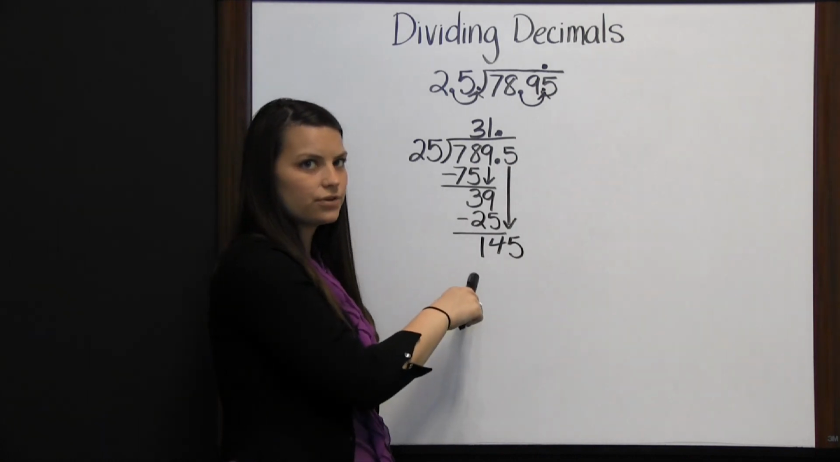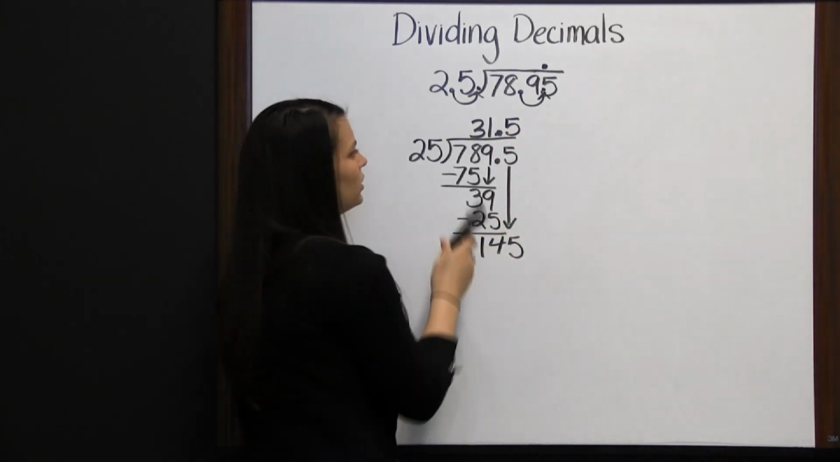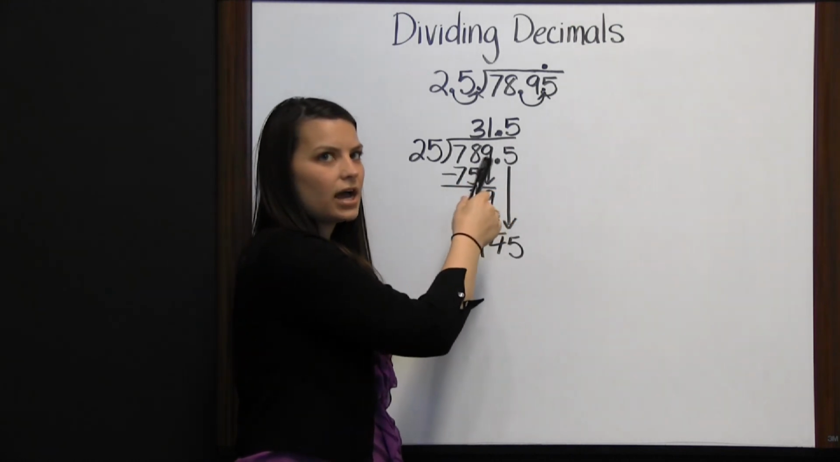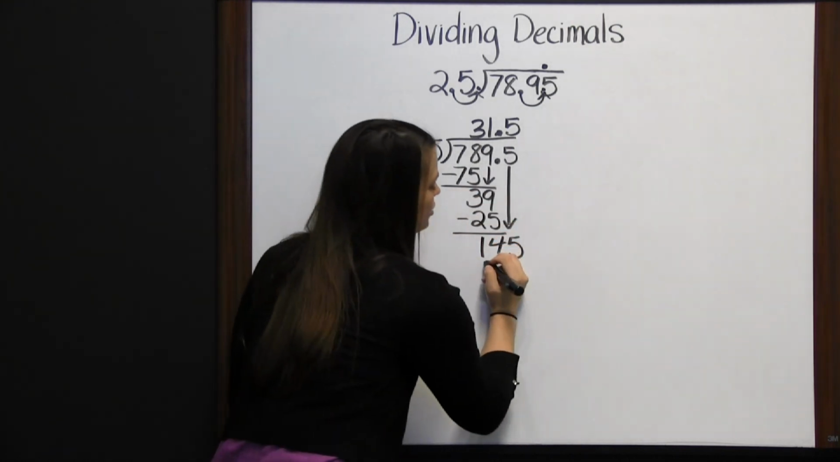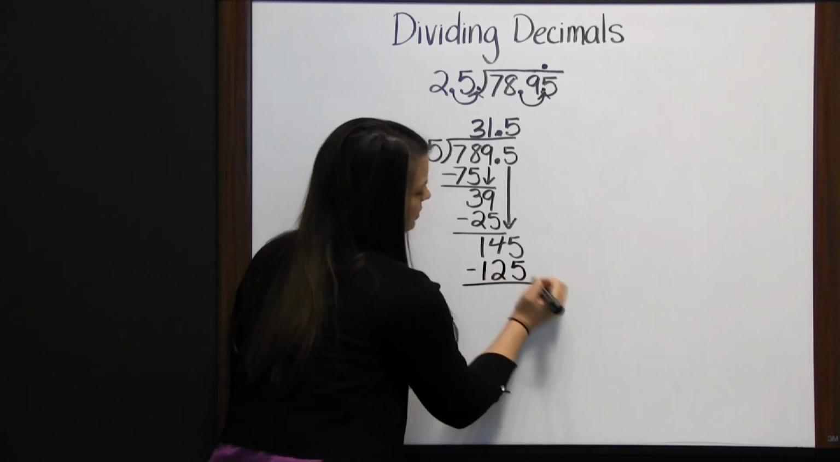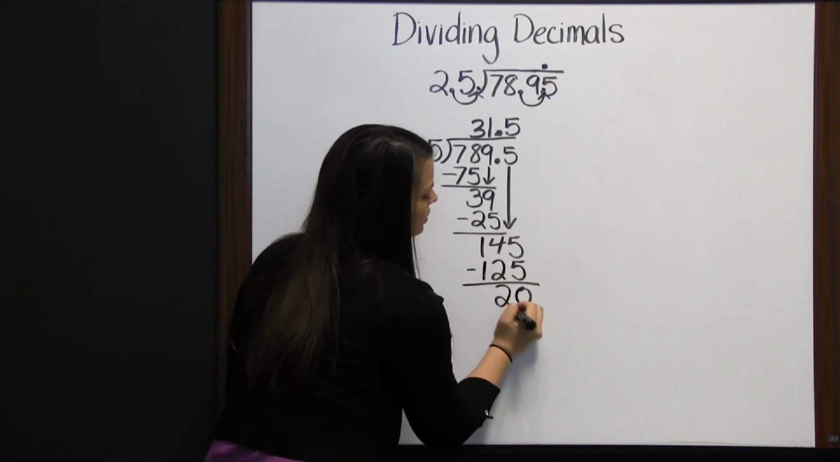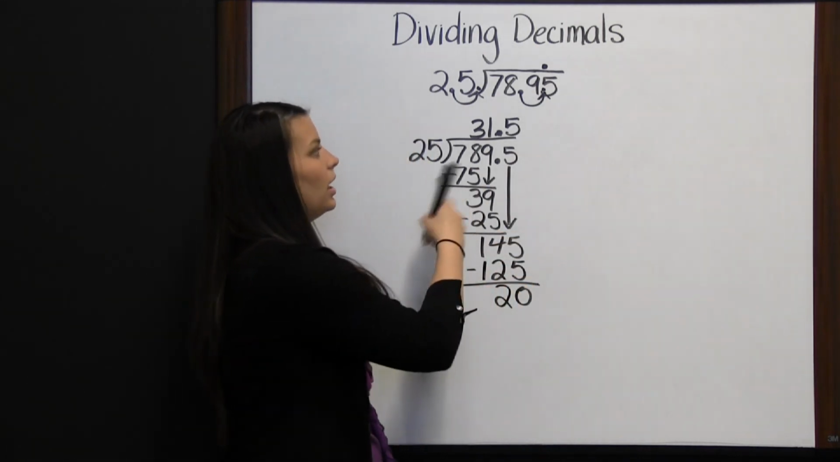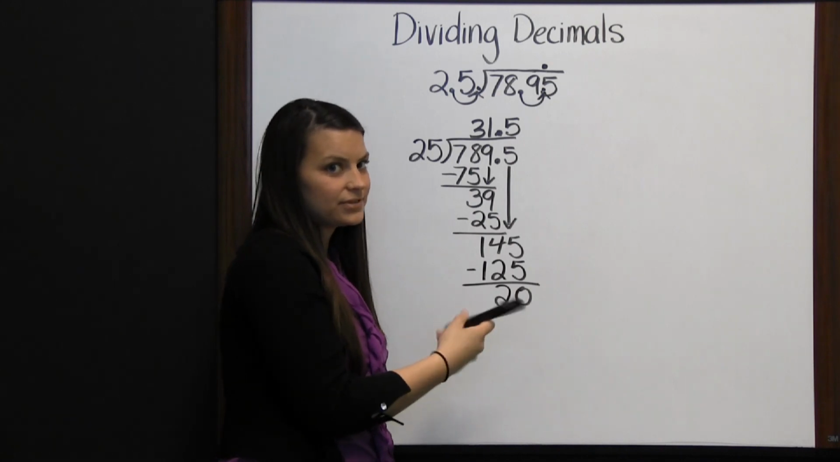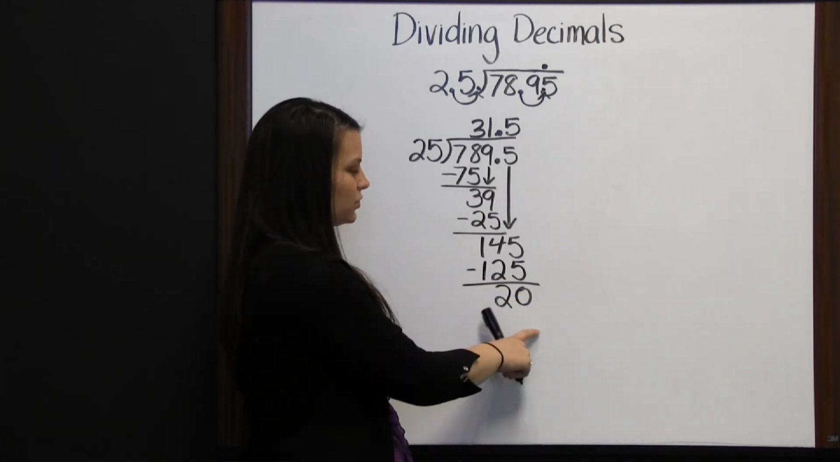25 goes into 145 5 times. 25 times 5 is 125. Then we subtract. 5 minus 5 is 0. 4 minus 2 is 2. And then we have to add on a 0 so that we can continue. Since our remainder isn't 0, we still have 20 here.